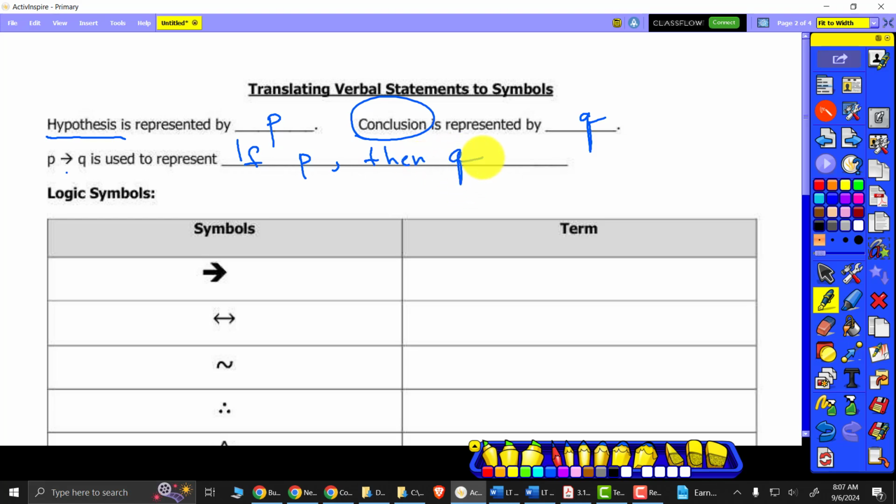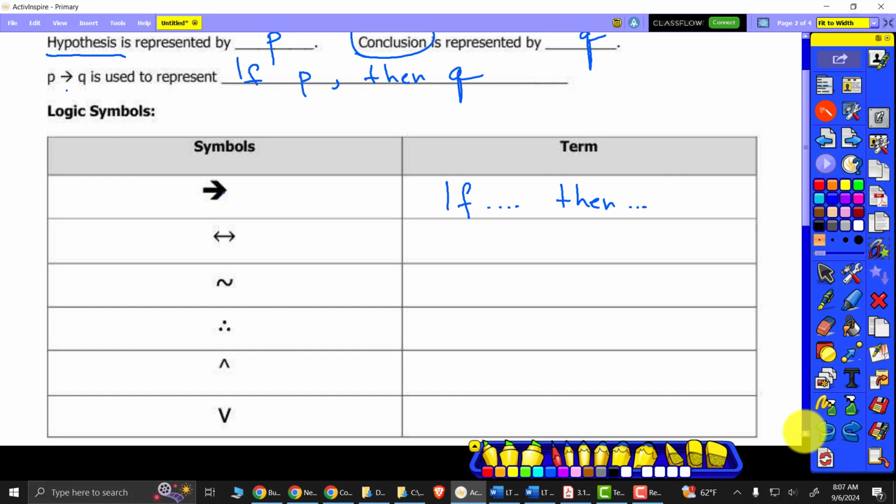All right, so we have here different symbols that we have to memorize. Whenever you see this symbol, it means that we have an if and then your then statement. Okay, that is your conditional statement. And then if we have this symbol, okay, we call that one your biconditional. And we usually read this one as if and only if.